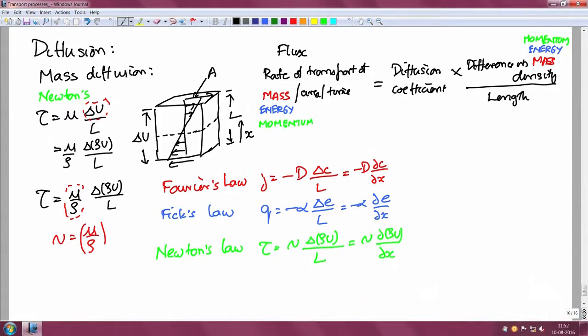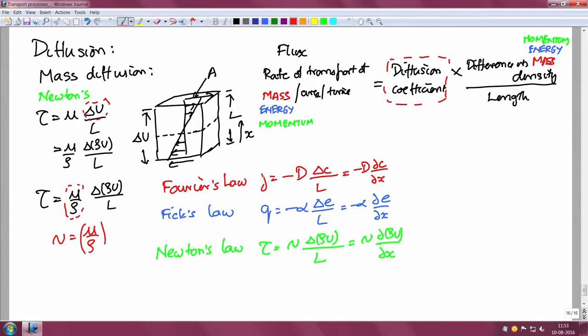So, these are the fundamentals of diffusion. Any quantity, rate of transport of that quantity per unit area per unit time, that is the flux of that quantity, is equal to a diffusion coefficient times the difference in the density of that quantity, whether it is mass, momentum or energy, divided by a length perpendicular to the surface, or the gradient perpendicular to the surface. Written this way, all the diffusion coefficients have dimensions of length square per unit time.